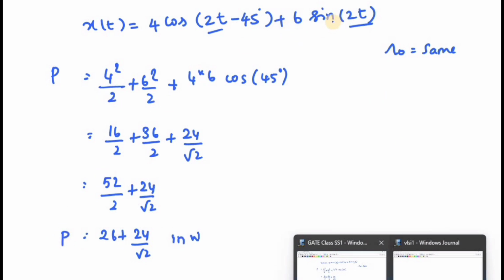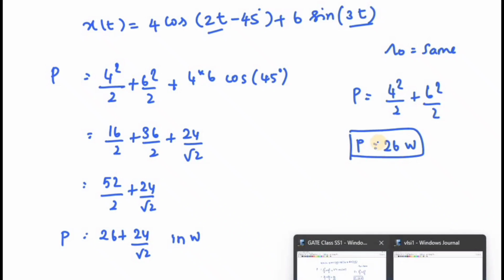This is your answer. Suppose the question is given like this, but instead of 2t, they give it as 3t. Then the power value is 4 square divided by 2 plus 6 square divided by 2. So the answer is 26 watts. That is your answer.